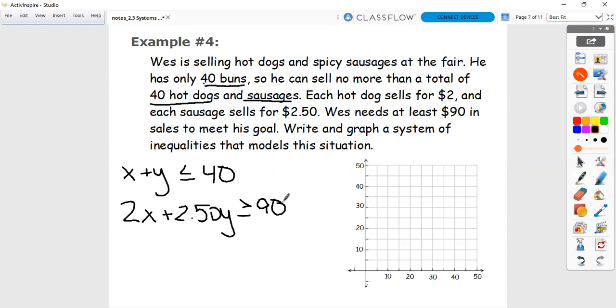Okay, so hopefully you paused the video and now you've attempted to write these inequalities. The first inequality was x plus y is less than or equal to 40 because they can sell no more than a total of 40 hot dogs and sausages. Second inequality comes from the sales here. Hot dogs sell for $2 and sausages sell for $2.50. They need to make at least $90, so that's why it's greater than or equal to 90. So again, pause this video, solve them into slope-intercept form, and then we'll go ahead and create the graph.